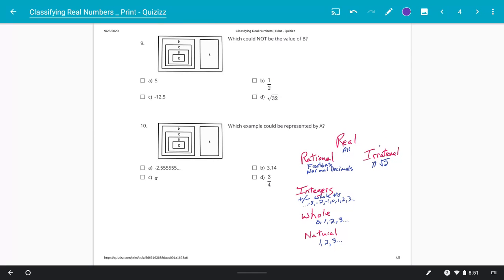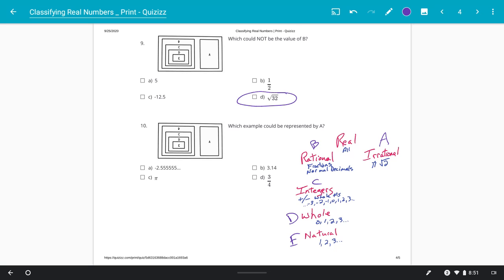Again, we're looking at A, B for rational, C for integers, D for whole numbers, and E for natural. So, which could not be the value of B? B is a rational number. So, which of these for number 9 is irrational? D, because that's the square root of a non-perfect square.